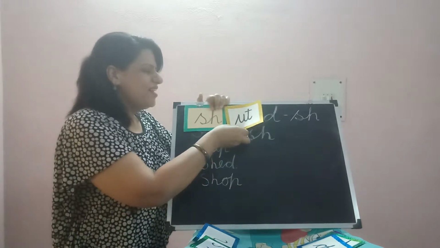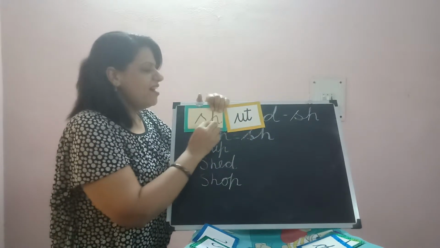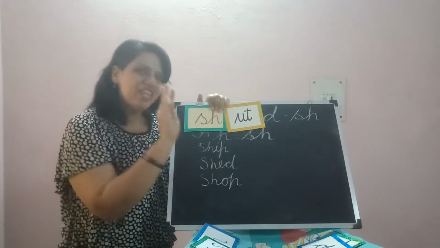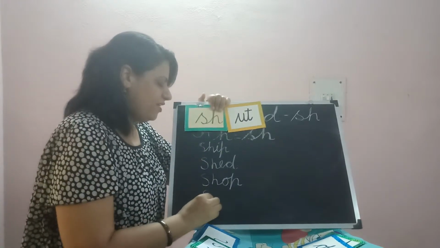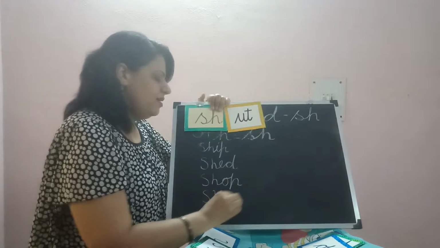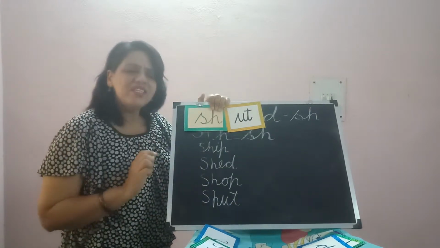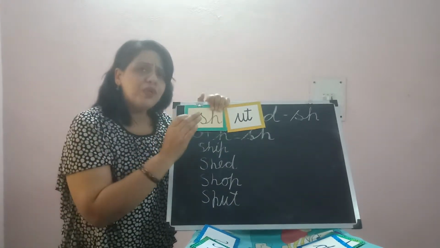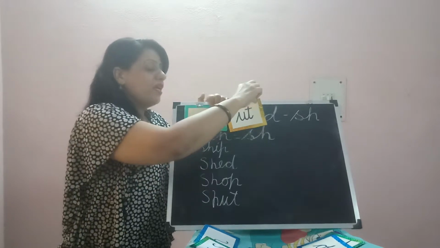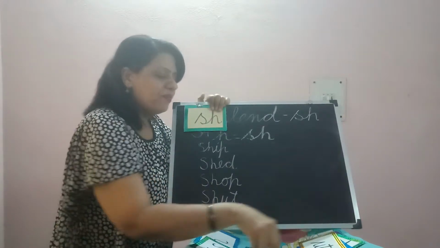Now something else is coming up. Look here. Yes, sh, i, r, t, shirt. You just need to read the word together. Okay, then you can find out a new word.